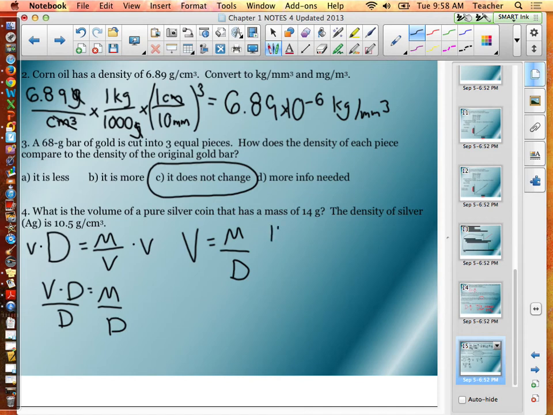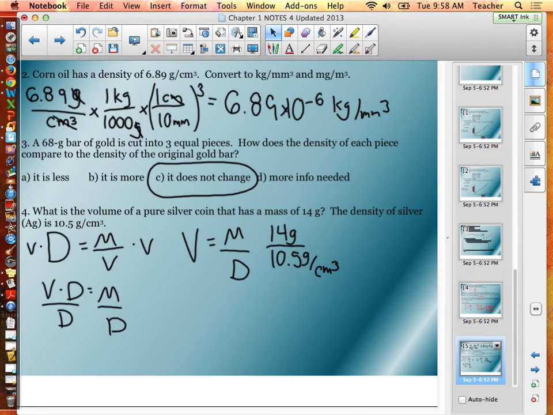Our mass is 14 grams. Our density is 10.5 grams per centimeter cubed. Now, you want to check your units, and our units work here because our grams are going to cancel. Then we'll have 1 over centimeters cubed, which is just centimeters cubed mathematically, and that is a volume, so that actually makes sense. If we do our math quickly, our answer is 1.3 repeating, so with sig figs, it's 1.3 centimeters cubed. And that is it for this first chapter.